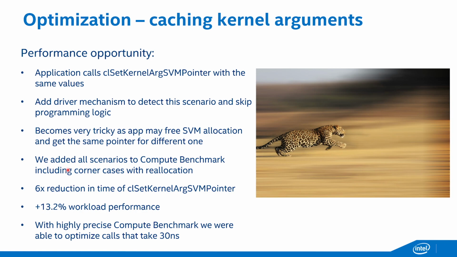And this resulted in optimizing clSetKernelArgSVMPointer six times, and the whole workload was boosted by 15%, which is a lot. And what's crucial here is that the call itself right now takes 50 nanoseconds, which is a very tiny time. Basically, the profiling tools are not even capable of catching such small things. So only by writing a dedicated compute benchmark test that measures only this thing, can you easily check the impact of your optimization.